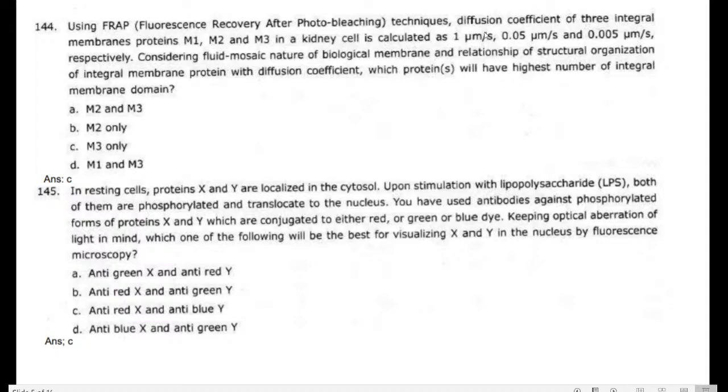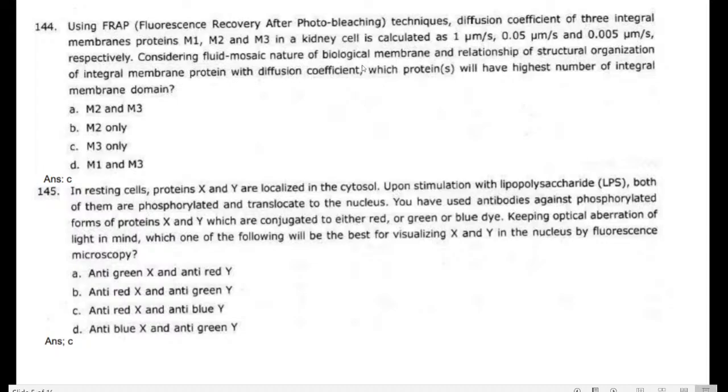Using this technique, the diffusion coefficients of three integral membrane proteins M1, M2, M3 in kidney cells are calculated as 1 μm per s, 0.05 μm per s and 0.005 μm per s respectively. So there are three membrane proteins, having different cell counts. Considering the fluid mosaic nature of biological membrane and the relationship of structural organization, which integral membrane protein with the diffusion coefficient has the highest number of integral proteins?